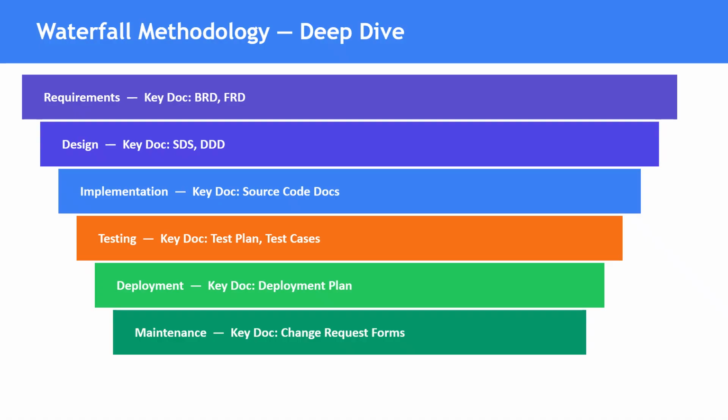Testing. In this phase, the QA team tests the application. They use test plans and test cases to ensure the system works correctly and meets requirements. Then comes deployment. Once testing is complete, the application is released to production. Users can now access and use the system. And maintenance. After deployment, ongoing support is provided. Bugs are fixed and new changes are handled through change requests. So Waterfall is a structure and control approach, but it is less flexible when requirements change.